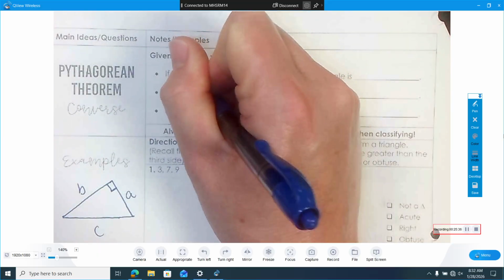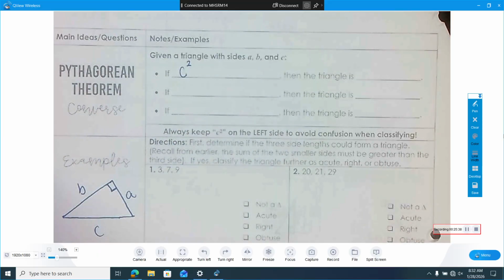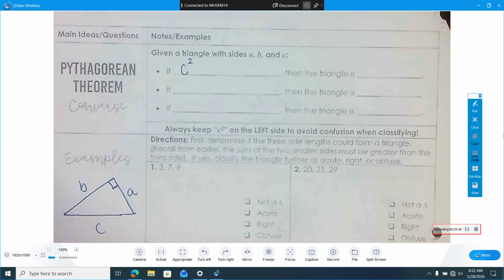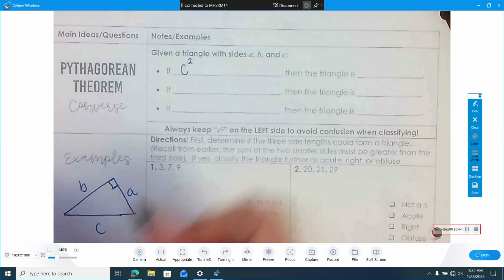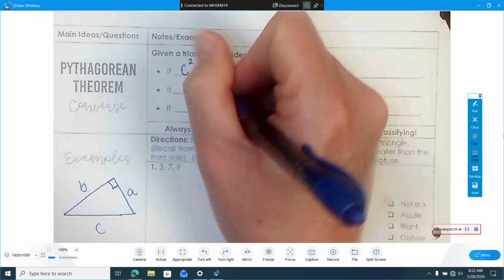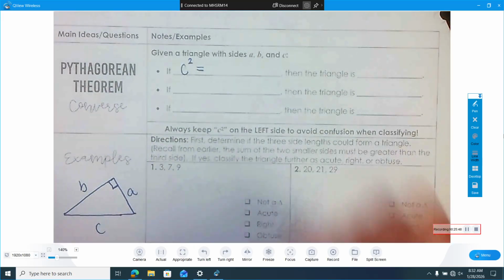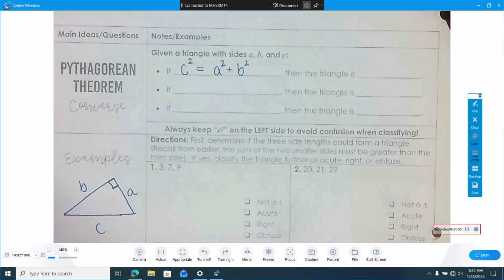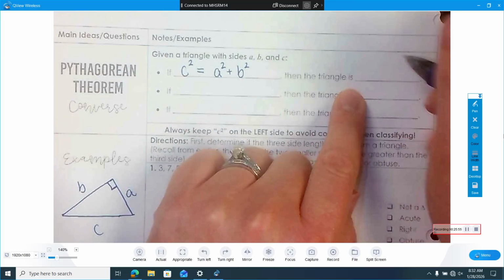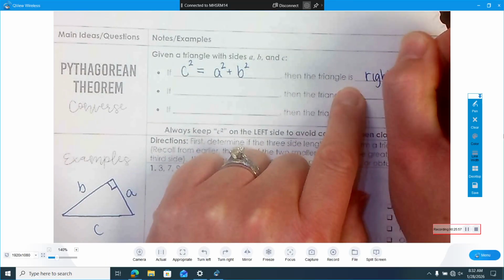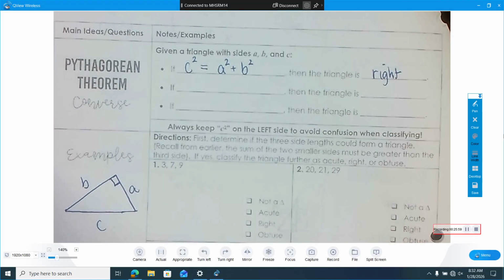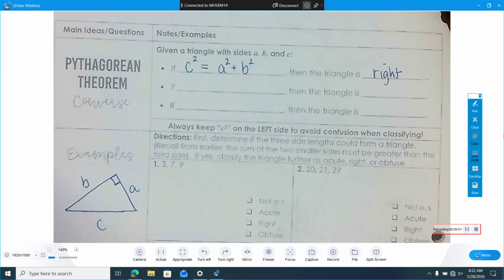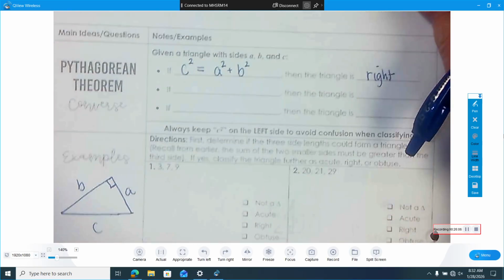So we know right off the bat, if C is the hypotenuse, it also happens to be the longest side. So if the longest side of your triangle squared is equal to the sum of the squares of the two shorter sides, then the triangle is a right triangle.